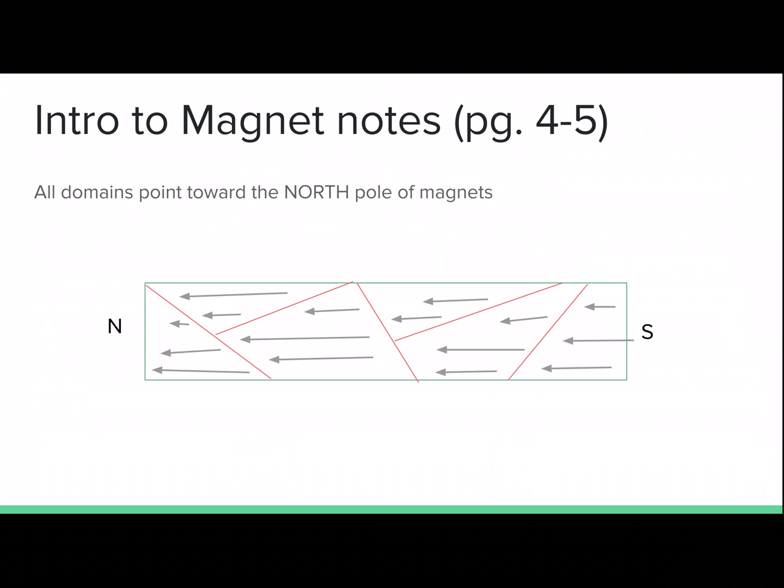There isn't one right number of domains or one right number of electron spins within your model for a magnet. You should fill the whole space. And you should have more than one domain within a magnet.